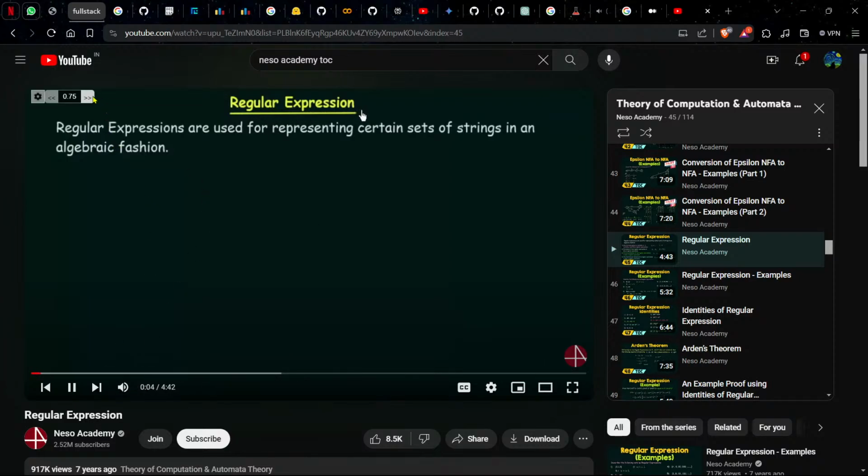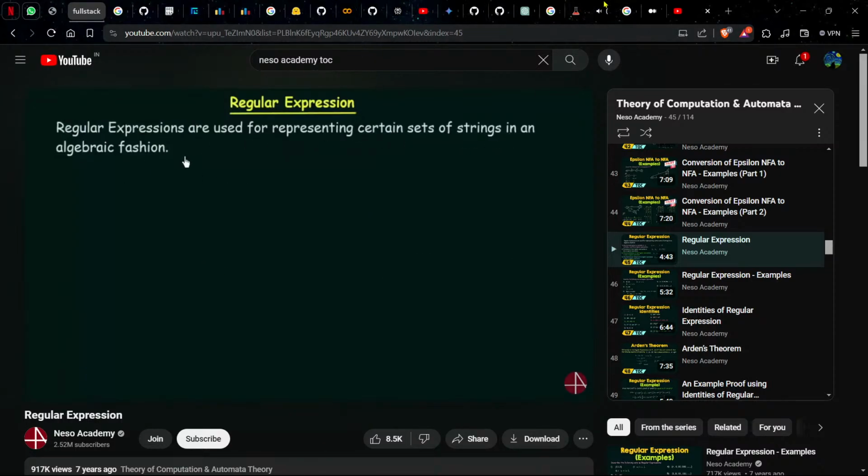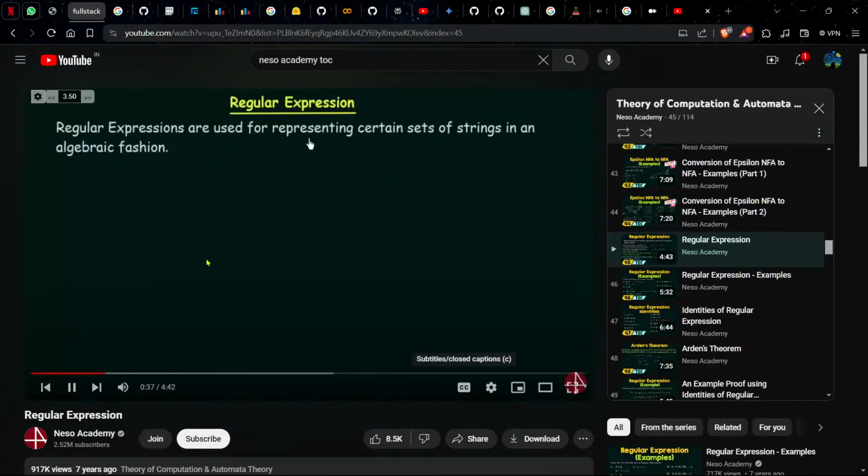regular expressions. So till now we have seen many languages, and we have also seen certain kinds of strings accepted by languages. And till now the way we have represented those strings was just using simple English language. Now what are regular expressions? Regular expressions are used for representing certain sets of strings in an algebraic fashion. So instead of simply representing them as we used to do now, these regular expressions are used in order to represent our strings in an algebraic fashion.